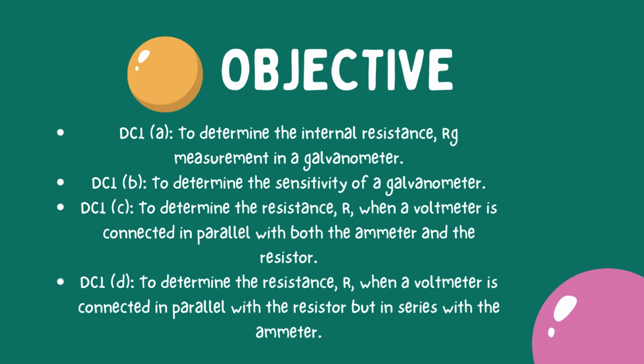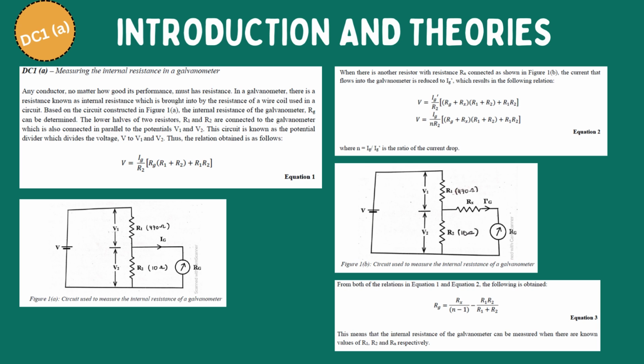is connected in parallel with both the ammeter and the resistor. DC1D is to determine the resistance R when a voltmeter is connected in parallel with the resistor but in series with the ammeter. So, I will give a brief introduction on every parts of this experiment.